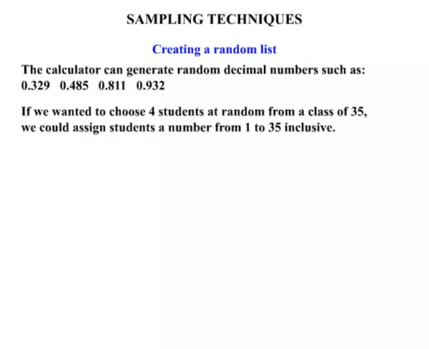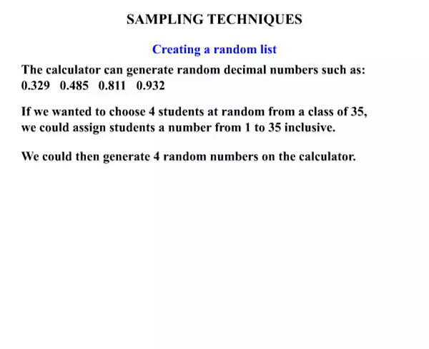Now let's create a random list. Okay, there are ways of doing that. The calculator. The calculator can generate random decimal numbers such as 0.329, 0.485, 0.811, 0.932. Now if we wanted to choose 4 students at random from a class of 35, we could assign students a number from 1 to 35 inclusive. We could then generate 4 random numbers on the calculator, similar to the ones we got above.